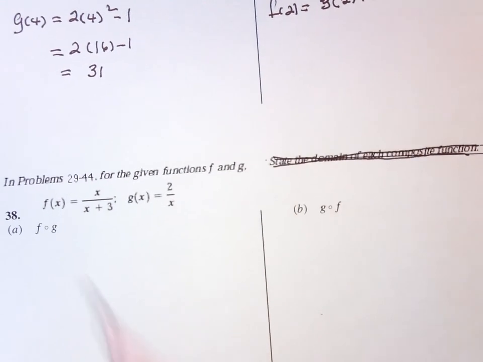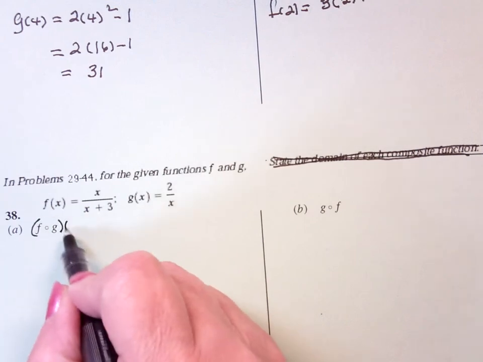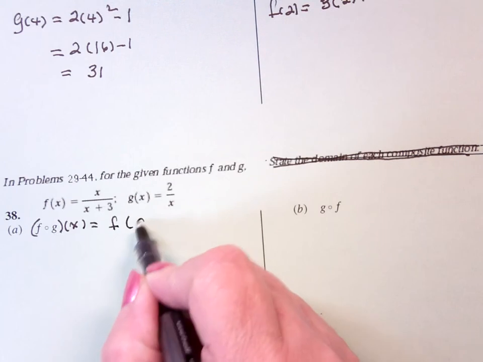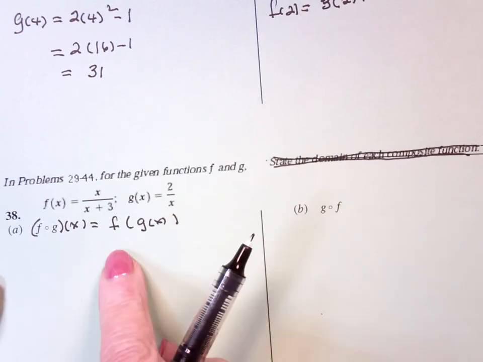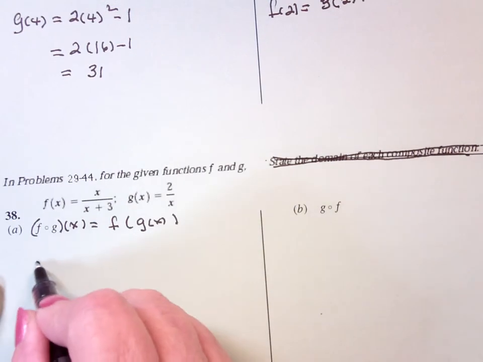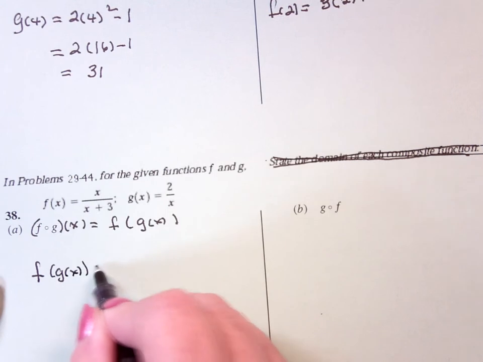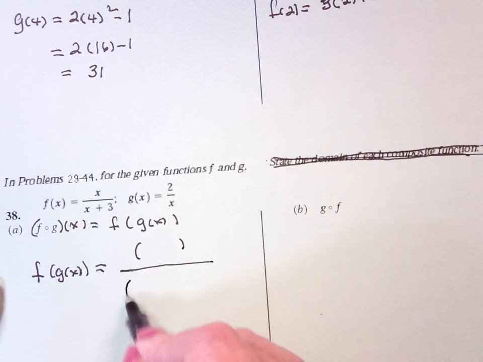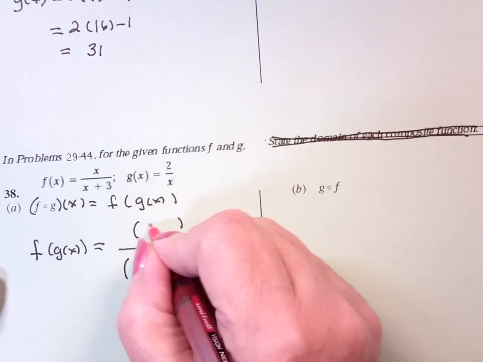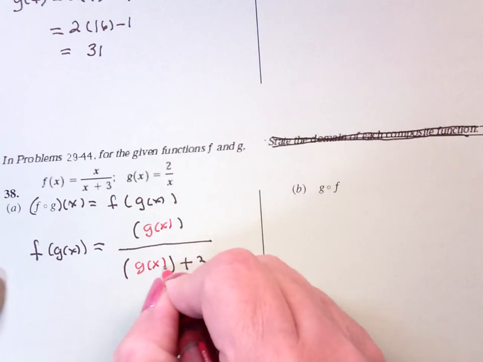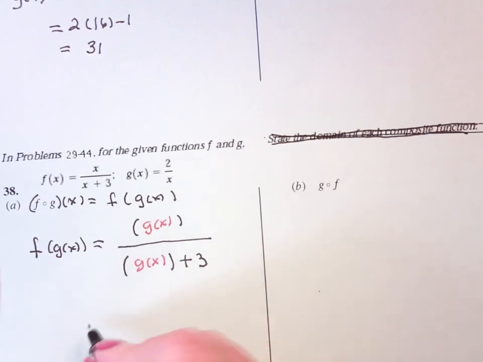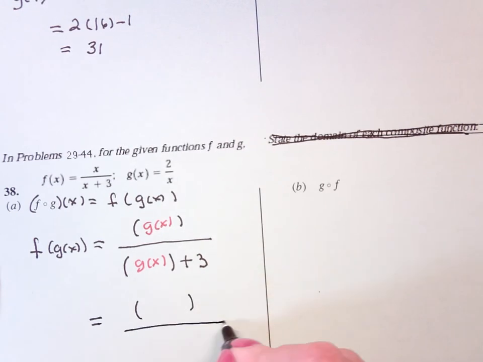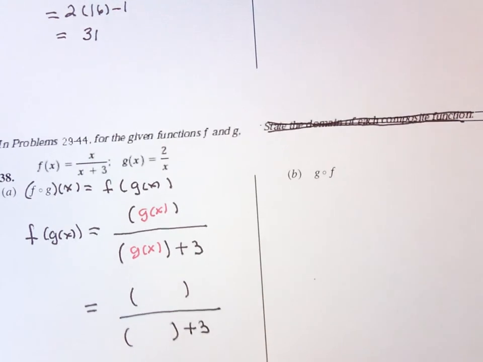So if I look at f of g, which is f of g of x, that says in the function f, I'm going to stuff the function g wherever I have an x. So when I look at this, it says I'm putting g into f. So essentially for f of g of x, I'd take the x's out, and wherever I have an x, I'm going to put the function g of x. That's what it says to do. Take the x out and put g of x in its place. Well, g of x is 2 over x.